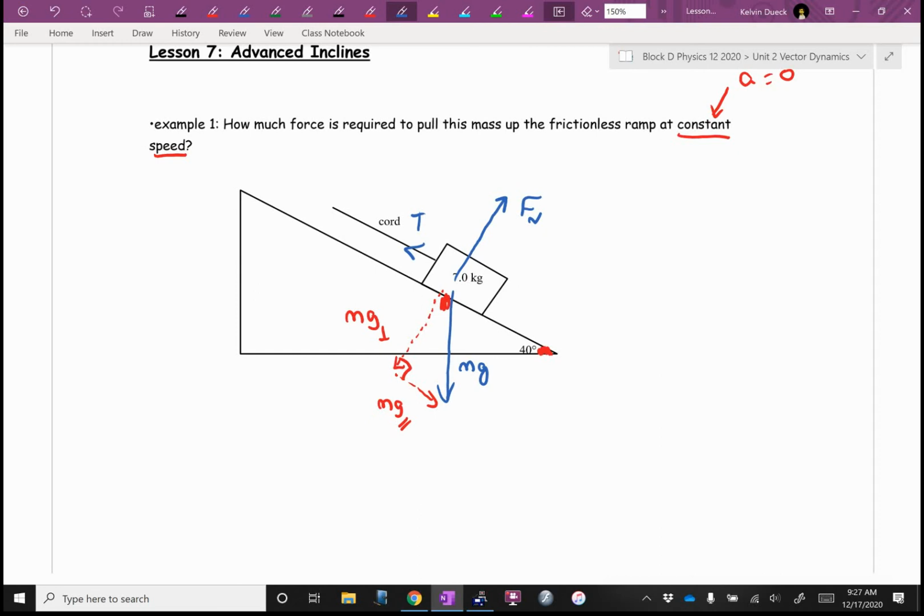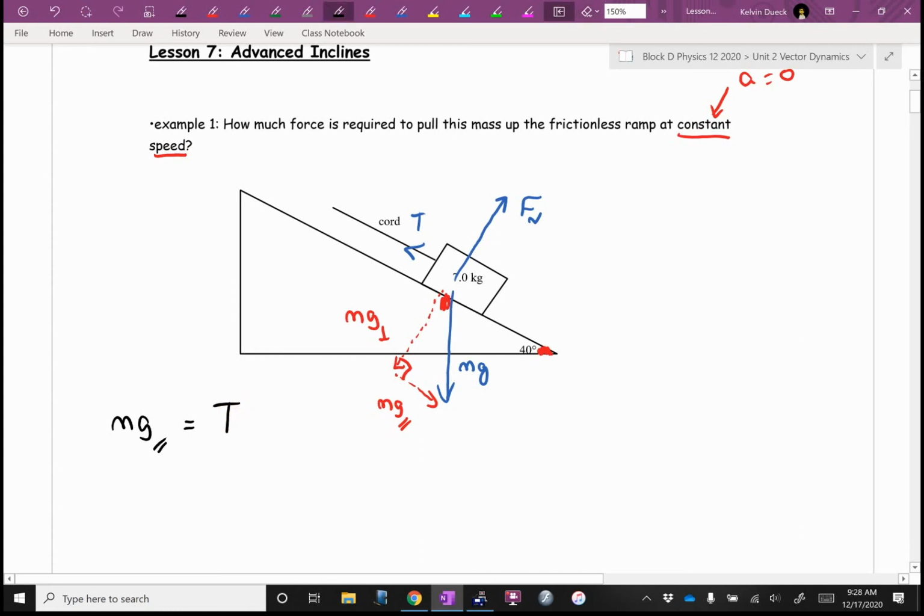What's the tug of war between in this question? Can you see which 2 forces are having the tug of war here? Tension and mg parallel. And I like what Ali said for this. He said, well, they're equal. Since a is 0, I think we could probably, if we were clever, say mg parallel is the same as friction. No, not friction, tension.